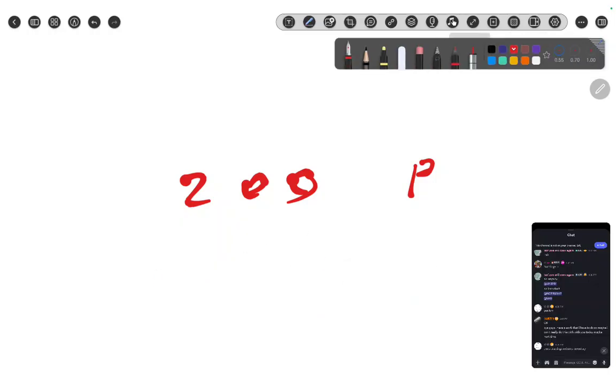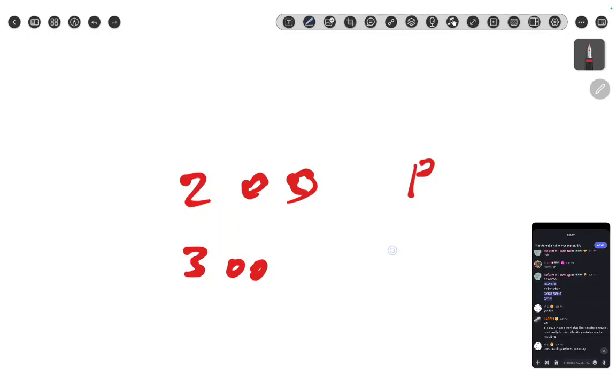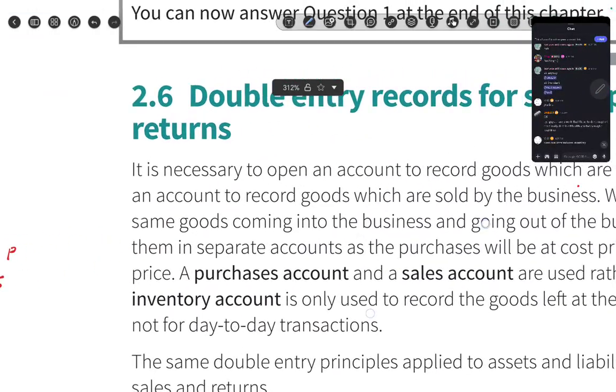You sell them for a higher price, so you earn some profit, right? So let's just say you want to sell them for $300. That's why you need a separate account for sales.